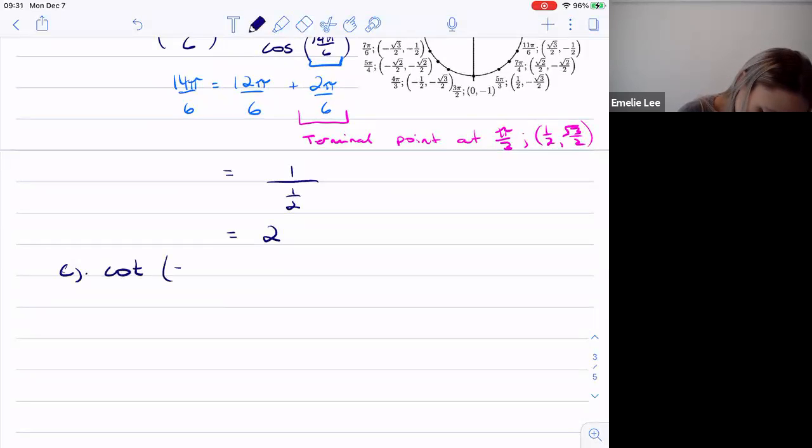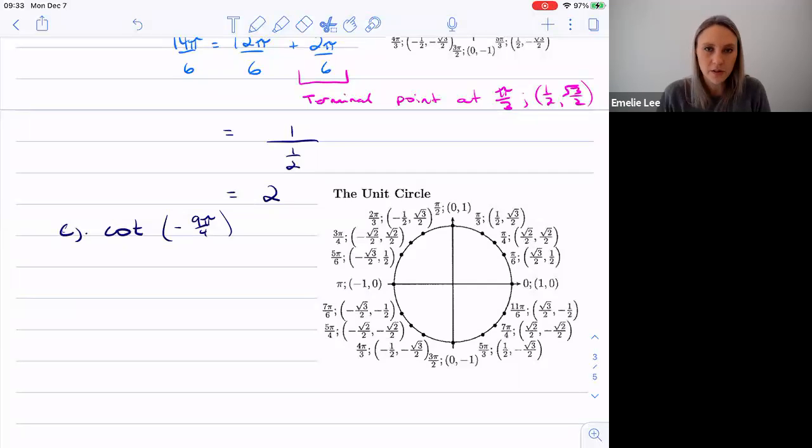The cotangent of negative 9 pi over 4. I'm going to pause this for just 2 minutes and give you a chance. So even if you're not quite finished, because it's a little bit of a trickier one. It's the last one, right? So kind of sent you out on your own.